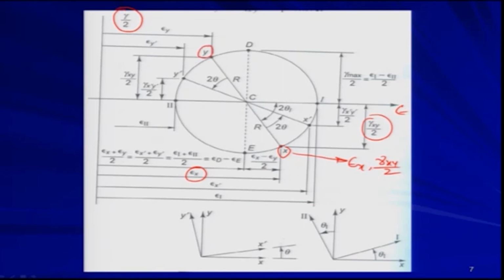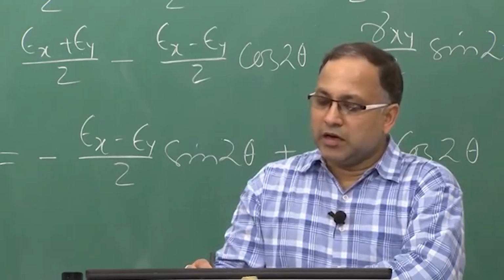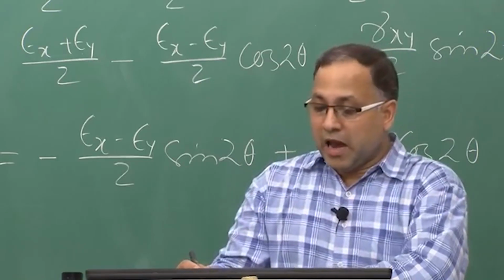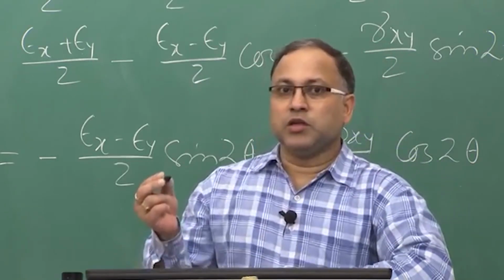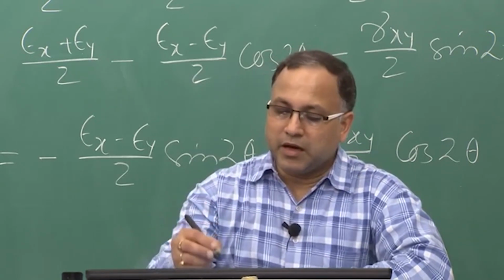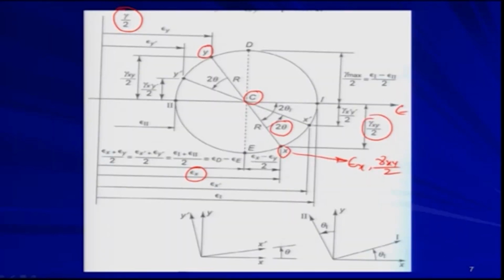Similarly, you can get point y, which is diametrically opposite. Once you know these 2 points, you can locate the center of the Mohr circle by connecting x and y with a straight line. Then once C is known, you can find the radius of the Mohr circle and other necessary parameters, and then find the state of strain on the x prime y prime coordinate system by following the same sense of rotation, but twice.